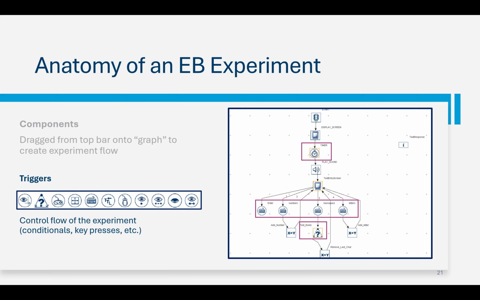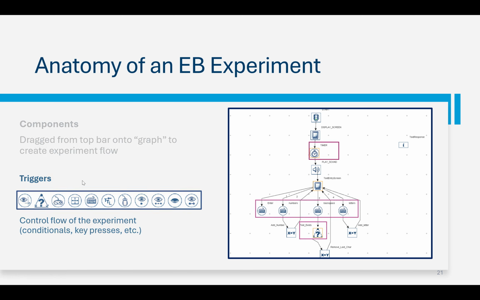They're usually circles, but if you need a conditional, like an if else, then that's going to be a triangle. Pay very close attention to which side of the triangle is no versus yes. You connect what happens on a false to the X and what happens on a true to the check.